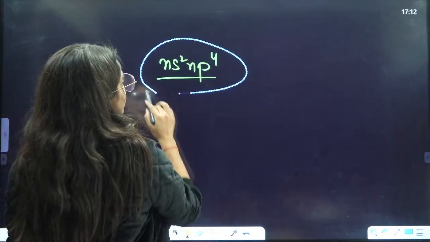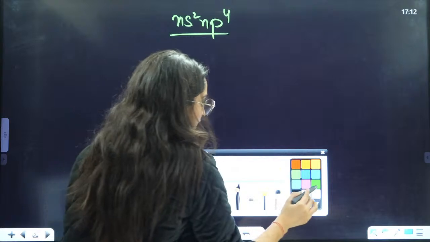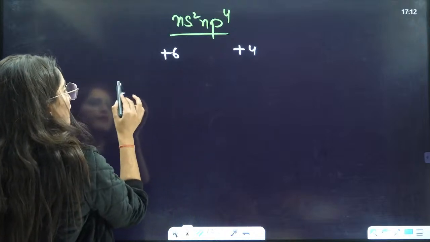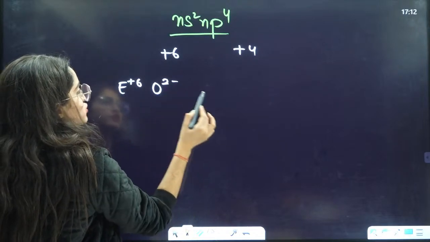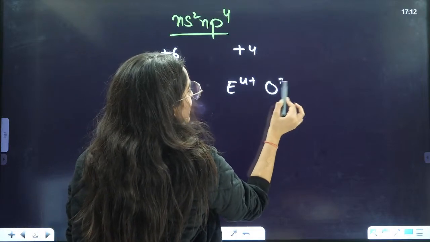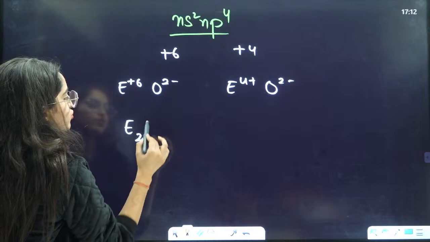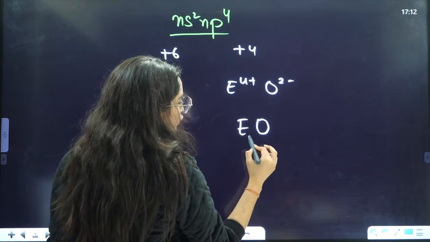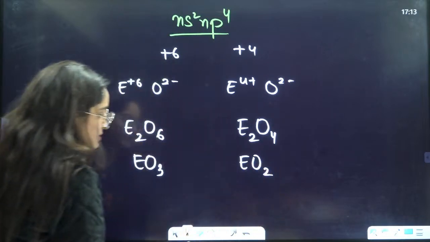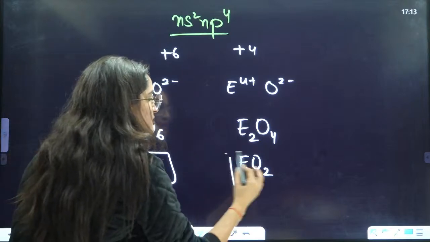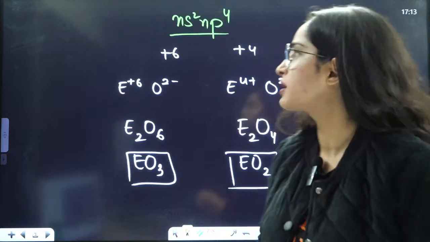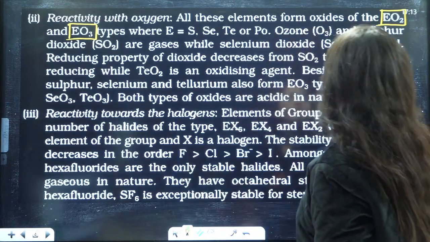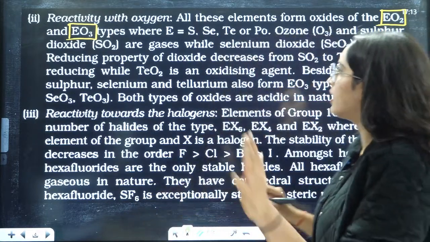So let us take the example: if it has plus 6 oxidation state or plus 4 oxidation state, and oxygen has minus 2. With plus 6 and minus 2, cross multiply, it becomes E2O6, that will be EO3. With plus 4, it becomes E2O4, that will be EO2. That means these are the two oxides it can form, having the oxidation states plus 6 and plus 4. So you don't need to cram all these things; very simply you can say that EO2 and EO3 type of oxides are formed here, right?